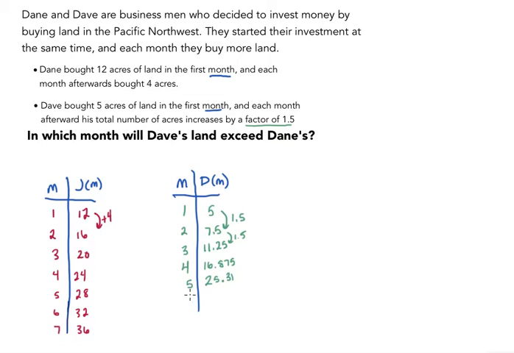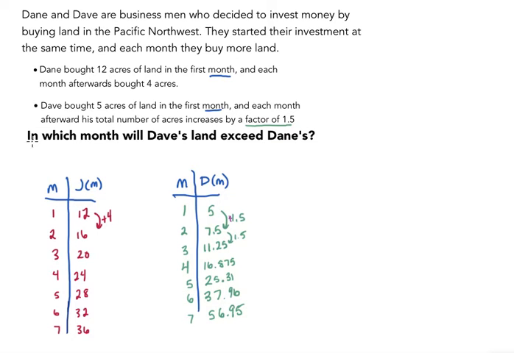I'm going to multiply on the calculator. And then in the sixth month, we're up to 37.96. In the seventh month, we're up to 56.95. Now, as the months went on, Dave's rate, although he's multiplying by 1.5, he was multiplying a larger number each time by 1.5. When it's multiplying by a factor of 1.5, it's multiplying by 1 and then a half of itself. Half of a larger number is going to continue to make that number larger.